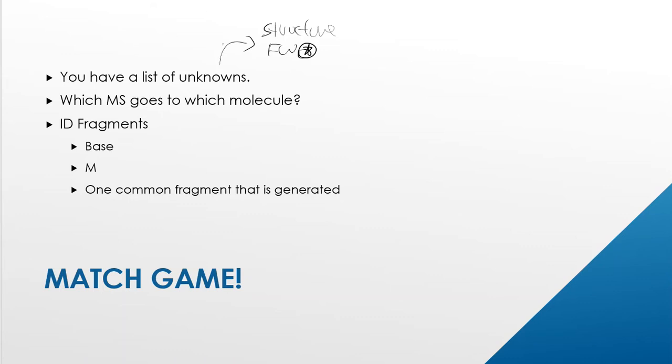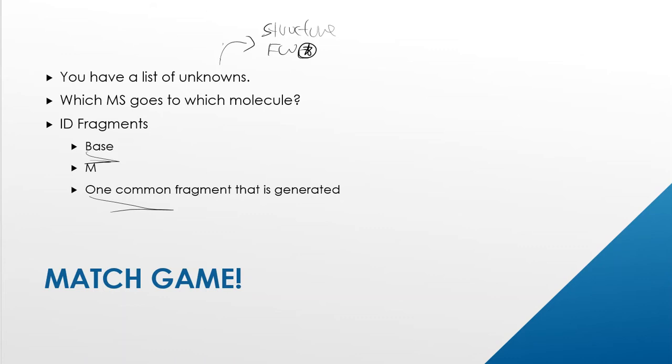We are not only going to identify the M peak, which is the mass spec formula weight peak, but we're also going to identify the base peak, which is the most common fragment. And then we're going to introduce maybe one or two common fragments that show up in the spectra. You will find that information on the data sheet when you make it to that point. So: match game, M peak, base peak, and a couple of other fragments that are out there in the spectra that we will need to identify.